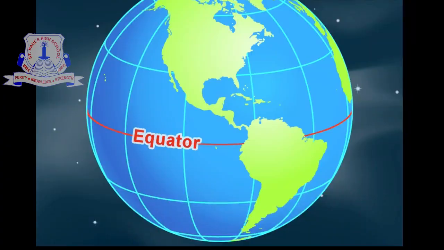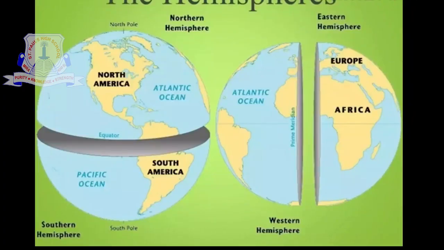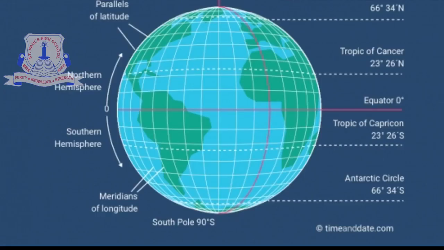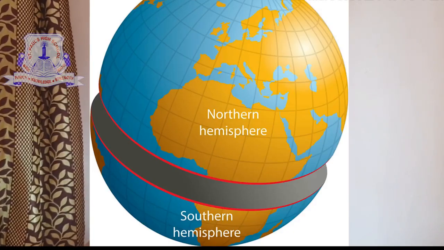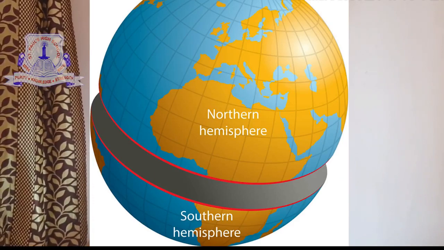Our next topic for this chapter is equator. I know everyone must have heard about the word equator or the equator of the earth. Now, what does it mean? What does the equator of the earth actually means? The equator bisects the earth into north and south parts. The one to the north is called the northern hemisphere, while the one to the south is called southern hemisphere.